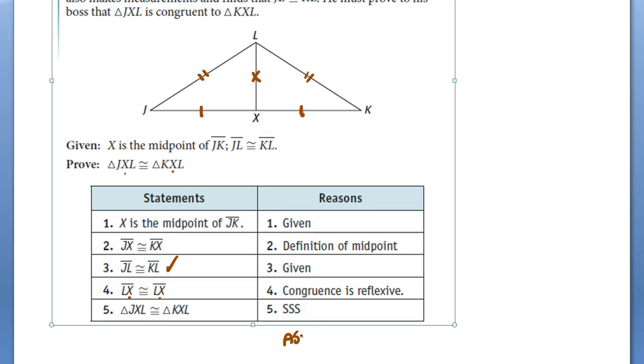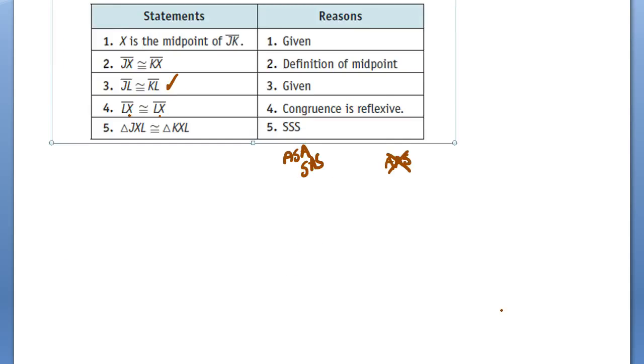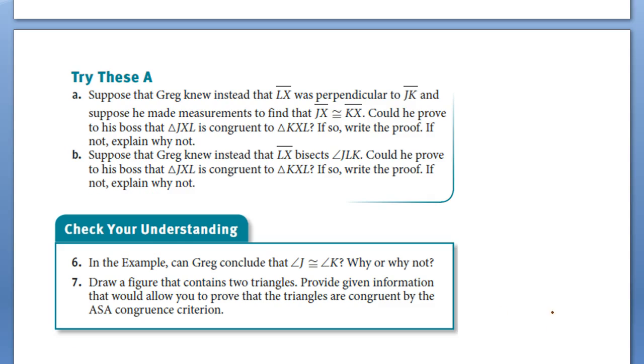The other ones that we can use for reasons after today's lessons are ASA and SAS. We haven't yet proved the one from the other day called angle, angle, side. We haven't proved that that's true. We think it's true because of yesterday, but we can't use that as a reason yet until it's proved to be true. Here's some try these problems and some check your understanding problems, so I'll pause the video.